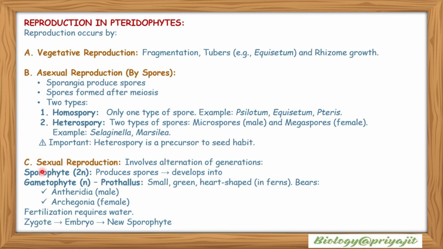Sexual reproduction involves alternation of generations. Their sporophytic or 2N stage produces spores which develop into the gametophyte, which is N, or prothallus. They are small, green, heart-shaped fronds. They bear antheridia, male, and archegonia, female. Their fertilization requires water. The zygote is converted into an embryo, and from the embryo new sporophytes are formed.